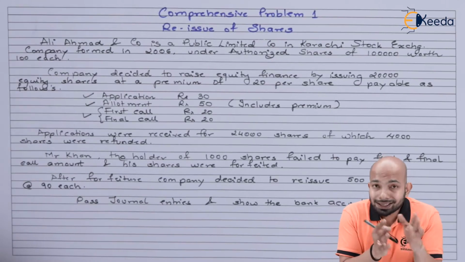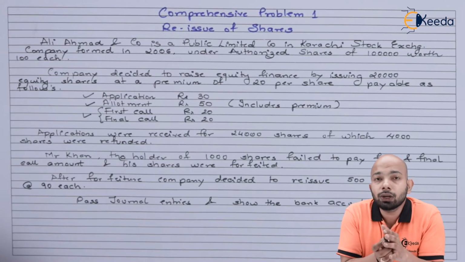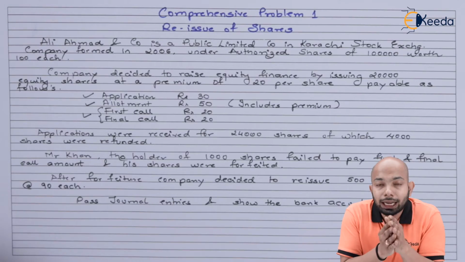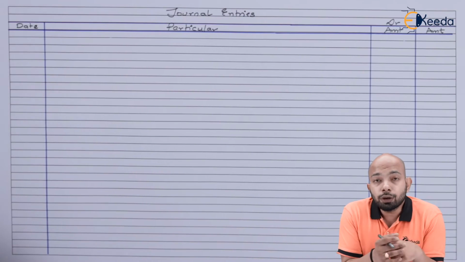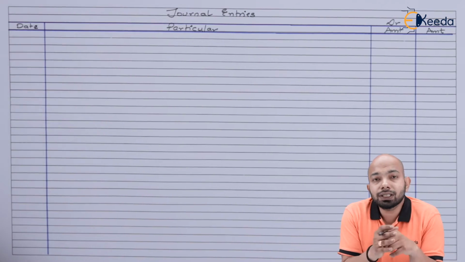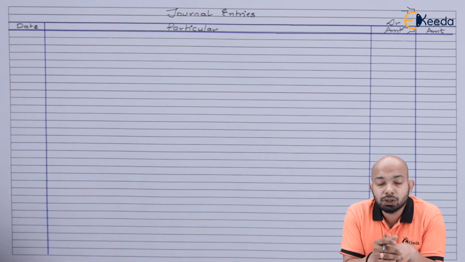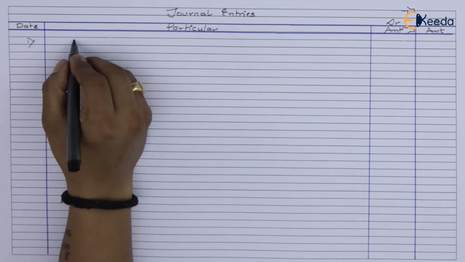Now we have to pass the journal entries and we have to show the bank account details. That means the bank ledger account has to be shown in this illustration. So the first thing we'll be doing is passing the journal entries. So let's start with the journal entries preparation. The first journal entry that we have to pass here is the receipt of application money. That means you have received application money for 24,000 shares. So let's start with that entry first.